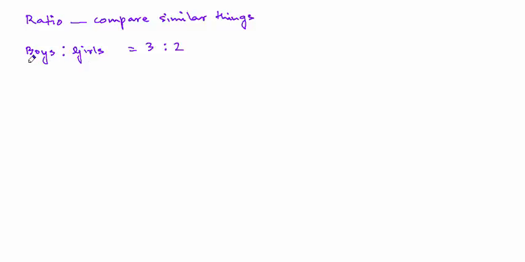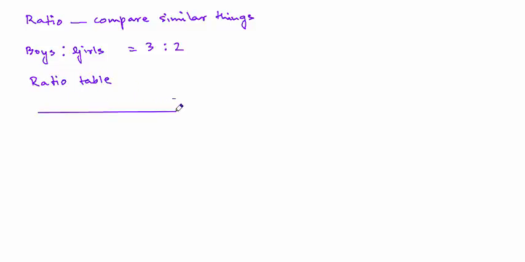So if the actual number of boys is 6, that is double of 3, the actual number of girls will be 4, which is double of 2. And in that case, the total number of boys and girls would be 6 plus 4, that's 10. And that gives rise to the idea of something called a ratio table.